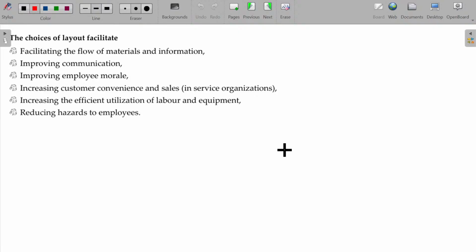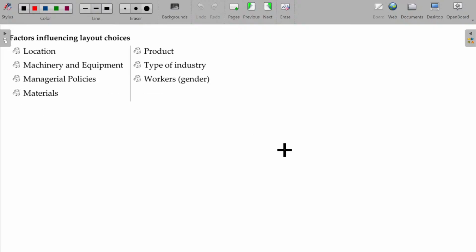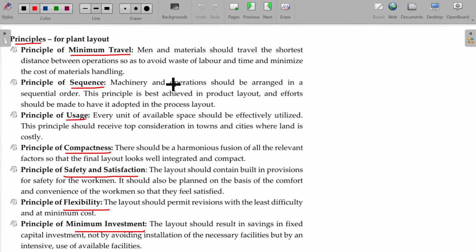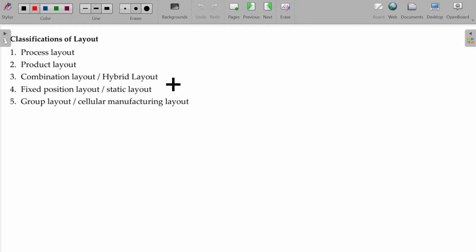And choices of layout facilities also be there. Okay, so these are the things are there. Especially very often I have seen questions related to principles for plant layout. The principle for plant layout is nothing but again importance, but minimum travel, sequence, usage, compactness, safety and satisfaction, flexibility, minimum investment. That's what about the main principles we have to consider before we install the layout. Anyhow, once I complete the illustration, then you will be able to understand these points without much explanations.